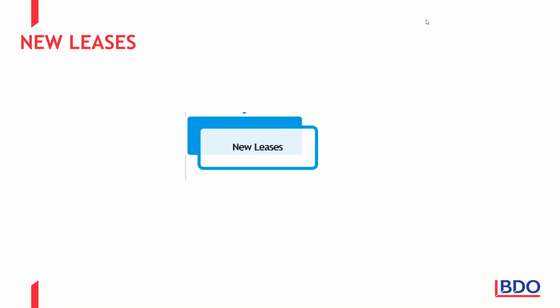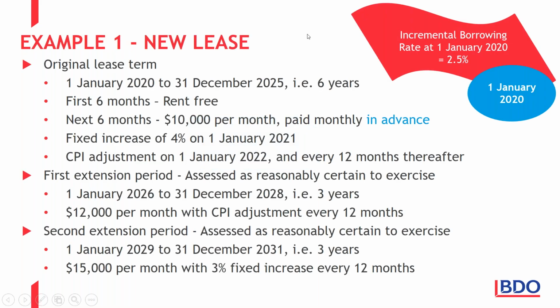Now, new leases in a way is the easy part, because on the date of initial application, we've dealt with new leases, but I just want to recap what we do with new leases. So the example that I've put together is we've got a lease and the original lease term is from the 1st of January 2020 to the 31st of December 2025.